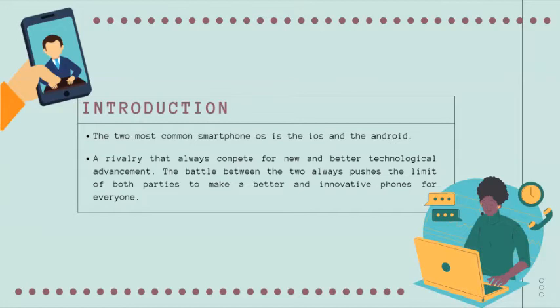Android and iOS are two common words that everyone knows because of the gadgets, a rivalry that always competes for new and better technological advancement. The battle between the two always pushes both parties to the limit to make better and innovative phones for everyone. Due to Android and iPhones being so popular that almost everyone has their own device, the rift between the two parties is always intense since most of the innovations they release are similar to each other, which makes users debate which is better and who made the best phones.